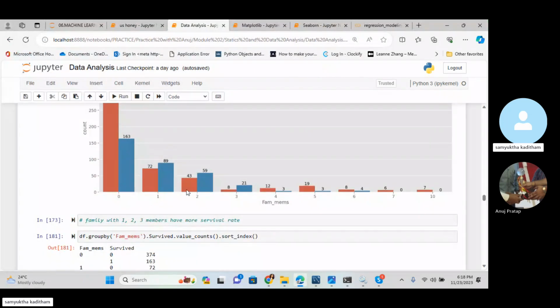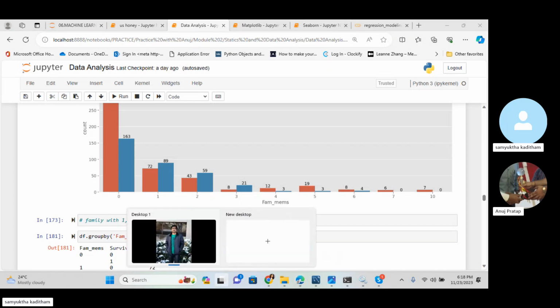So single family, two-member family, and three-member family got survived more. The survival rate is higher here. So families with one, two, three members have a higher survival rate compared to other categories.